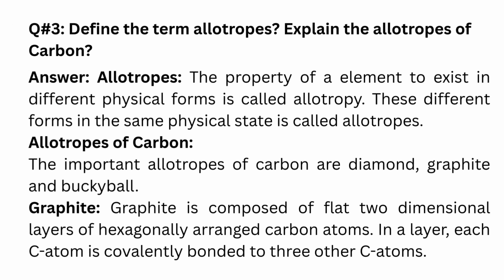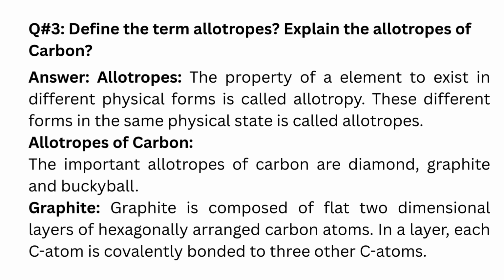Let's start long questions of exercise. Question 3. Define the term allotropes. Explain the allotropes of carbon? Answer. Allotropes. The property of an element to exist in different physical forms is called allotropy. These different forms in the same physical state are called allotropes. Allotropes of carbon. The important allotropes of carbon are diamond, graphite and buckyball.